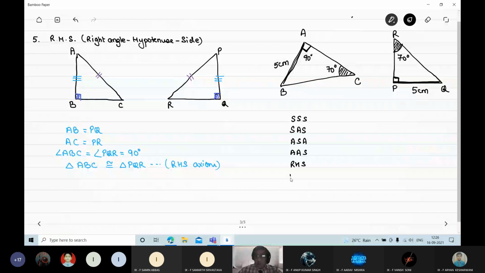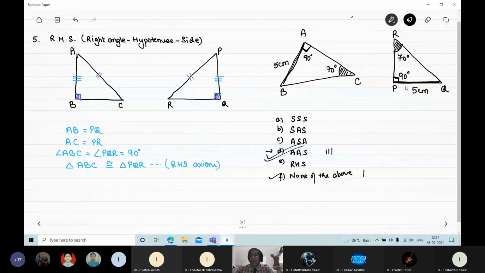So I got two answers. Sir, AAS. I got 3 votes for AAS. One says none of the above. Option D, AAS, is the right answer, children. Two angles and one side. Any two angles and a side, if they are equal, then the triangles are congruent.